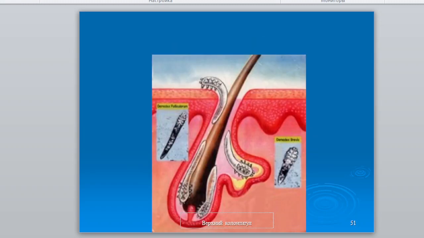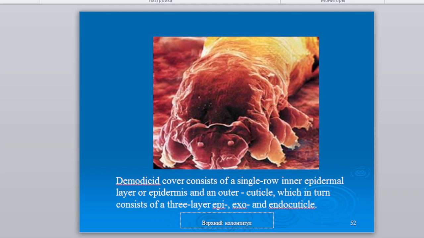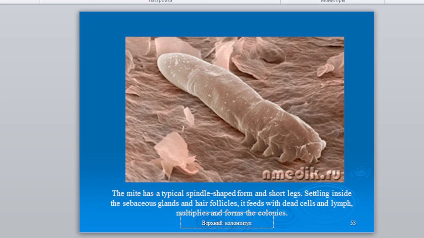The Demodex cover consists of a single-row inner epidermal layer, or epidermis, and an outer cuticle, which in turn consists of a three-layer epicuticle, exocuticle, and endocuticle. The mite has a typical spindle-shaped form and short legs. Settling inside the sebaceous glands and hair follicles, it feeds on dead cells and lymph, multiplies, and forms colonies.